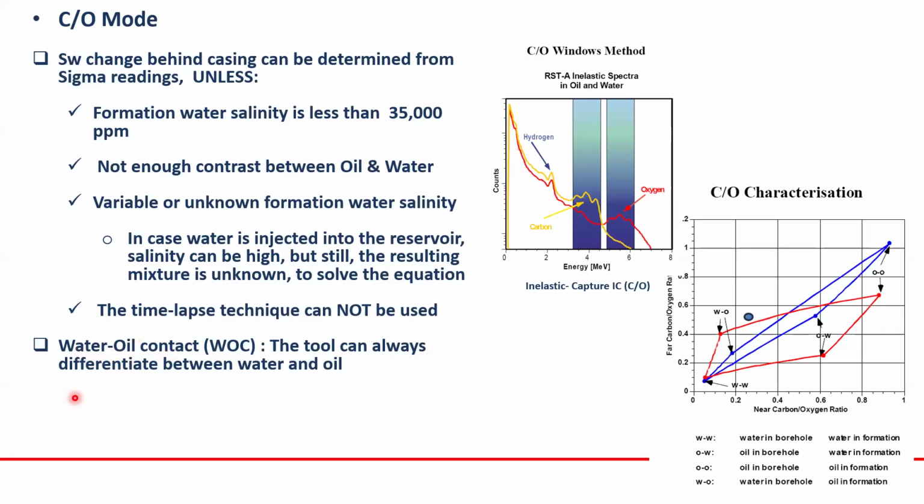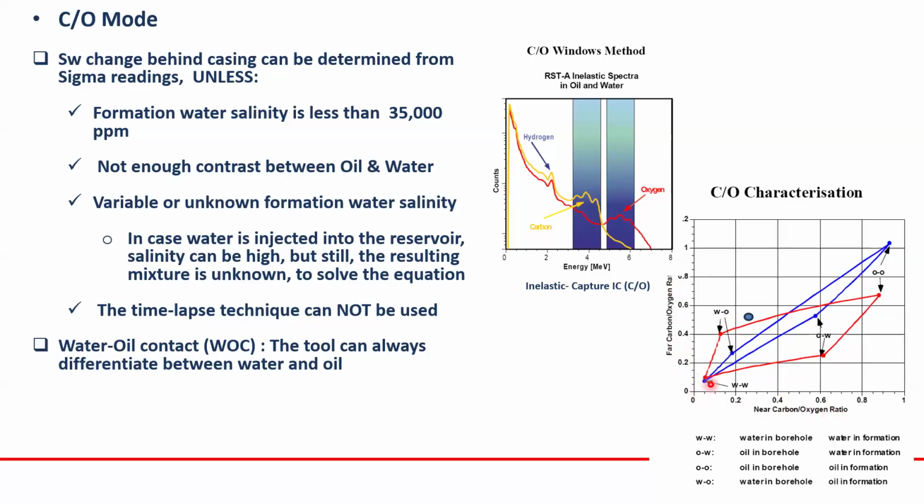Water-oil contact, the tool can always differentiate between water and oil. Okay, the carbon-oxygen log, we have the far carbon-oxygen ratio as output from the logs. And here, before I start this one, as you see, the energy and the spectrum of inelastic and capture. As you see here, we have a peak of oxygen and a peak of hydrogen. So it knows the far carbon oxygen versus the near carbon oxygen ratio.